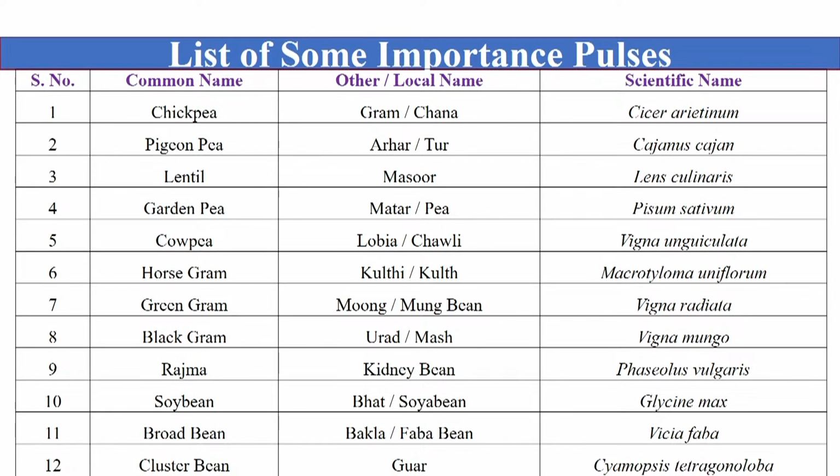So these are some important pulse crops, and apart from these there are so many other crops also cultivated in many parts of the world, but these are the basic major crops which are grown all over the world.